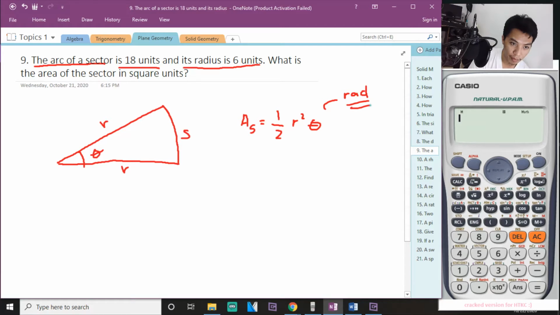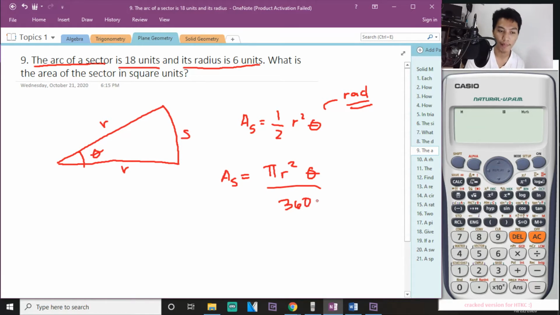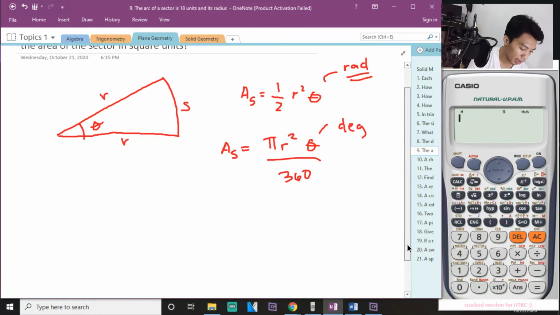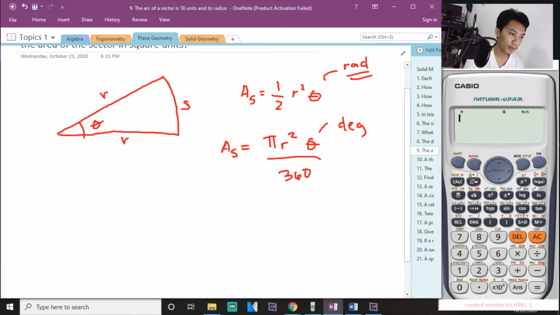Okay? Pero kung ayaw mag-radian dyan, meron pang isang technique dyan. Gagamitin mo yung angle na lang. So, the area of the sector is pi r squared theta over 360. This is in degrees. Okay. So, yan na yung mga formula natin. Ngayon, in order for you to know the length of your arc, S will be r theta, where theta is in radian.